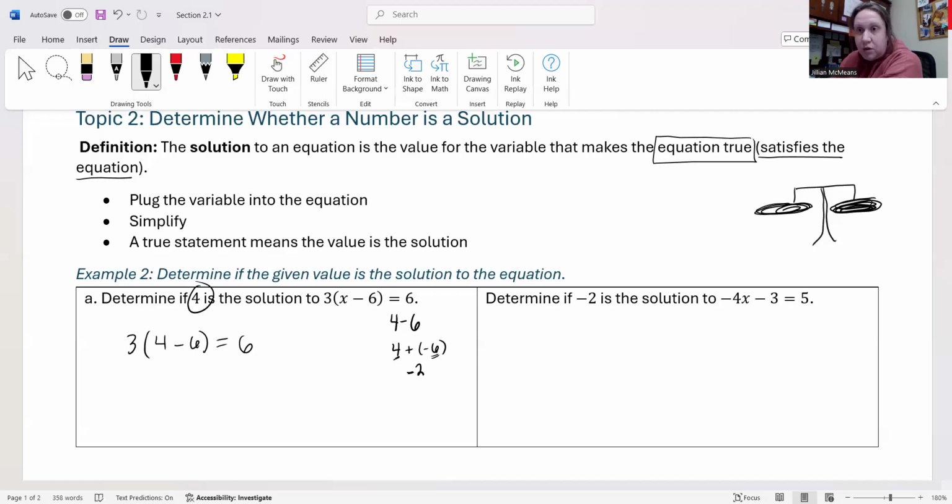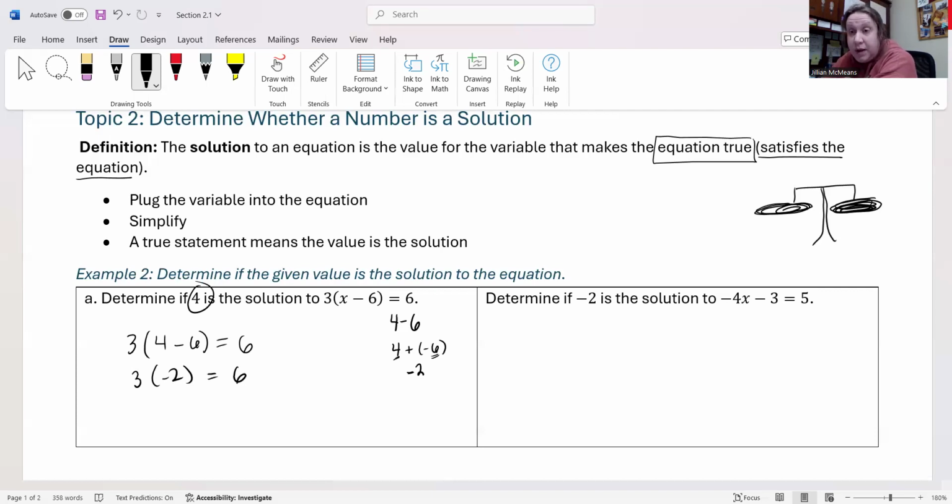Now, that is the technical process. You need to really practice that to where you don't necessarily have to show this work every single time. I want to be able to say, hey, what's 4 minus 6? And you're automatically like, it's -2. So we get 3 times -2 equals 6.